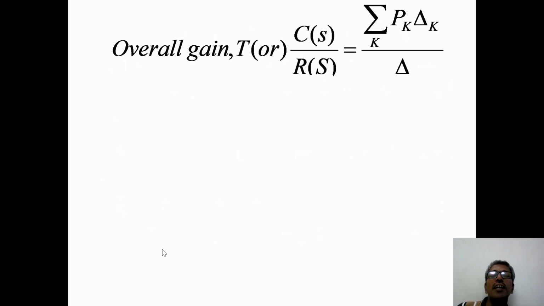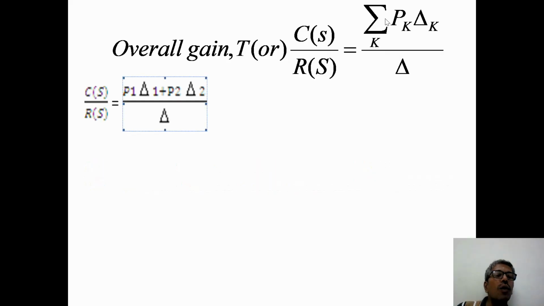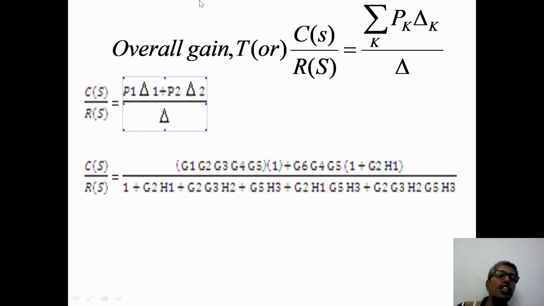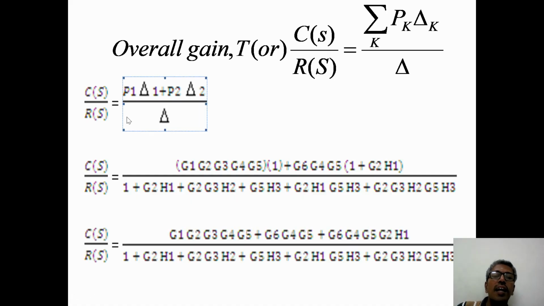Now we know Mason's gain formula: C(S) divided by R(S) equal to summation of Pk delta k divided by delta. Here k is the number of forward paths. Here we have two forward paths, so the formula becomes P1 delta 1 plus P2 delta 2, divided by delta. So we substitute all the values. We have found P1 delta 1, P2 delta 2 and the delta value. If you substitute all the values, you can find the overall gain, that is the transfer function for the given signal flow graph. Thank you.